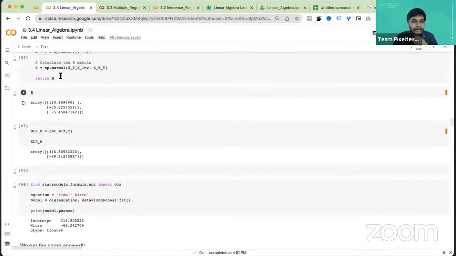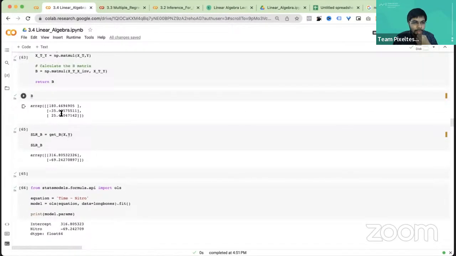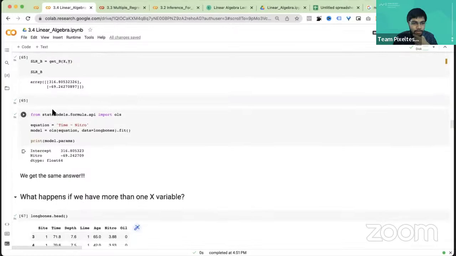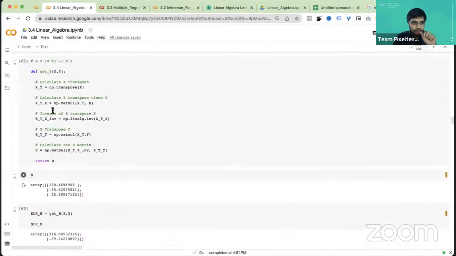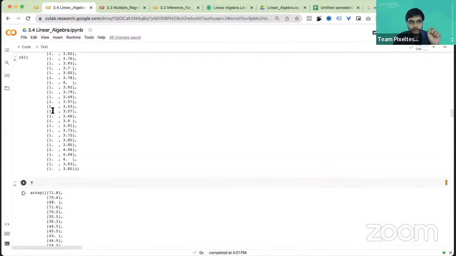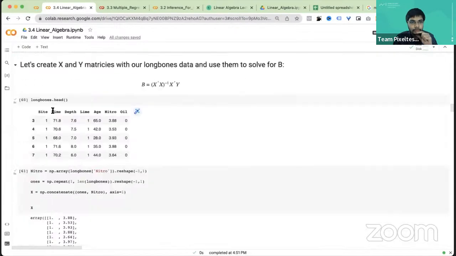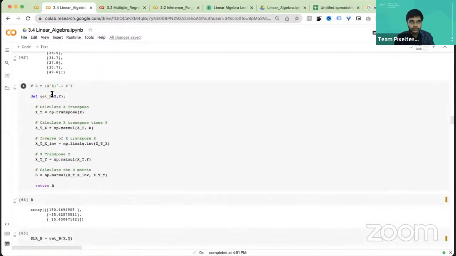Okay, so the B array consists of the values. There was a function that was made, so let me just go ahead and find the function. Give me a second here. I'm just going to try the function get B.